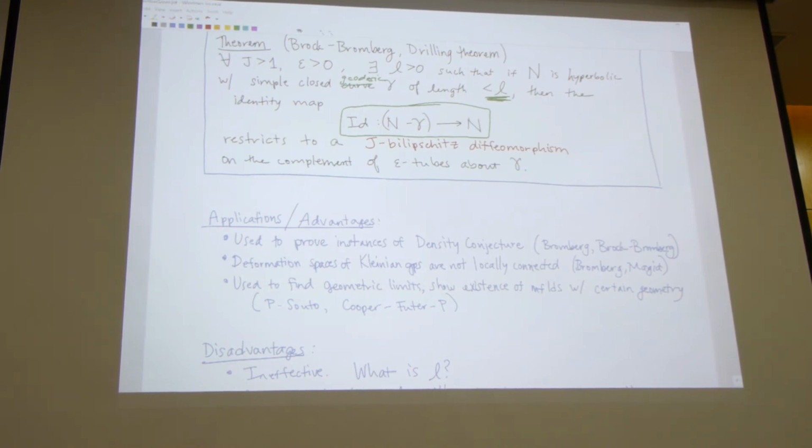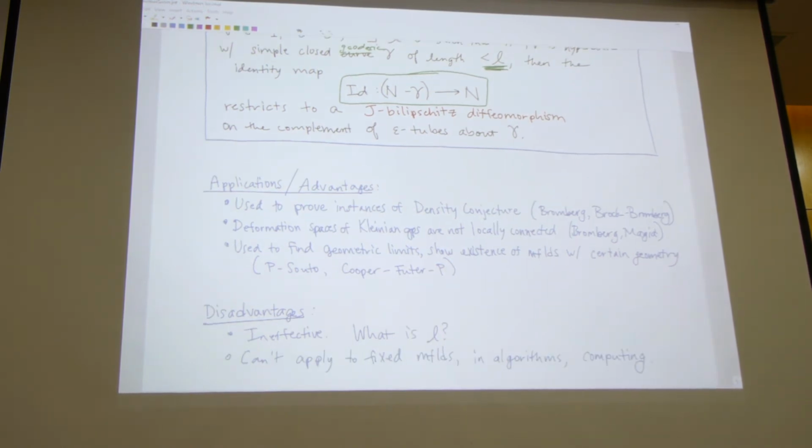So what is L? It doesn't come out of the J or the epsilon. So if somebody hands me a manifold and says, okay, does this work for the theorem, I don't know. So you cannot apply it to fixed manifolds or examples. You can't go into algorithms or computational problems.